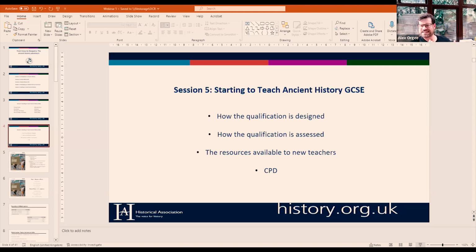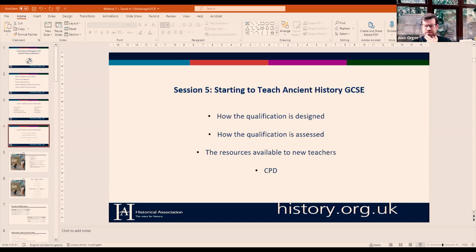Just a couple of places that teachers frequent. So there's the Classics Library. Coming from a history background, you might not be aware that this is a website that has a forum facility for teachers to ask questions and also share resources. So I'd recommend signing up to that.